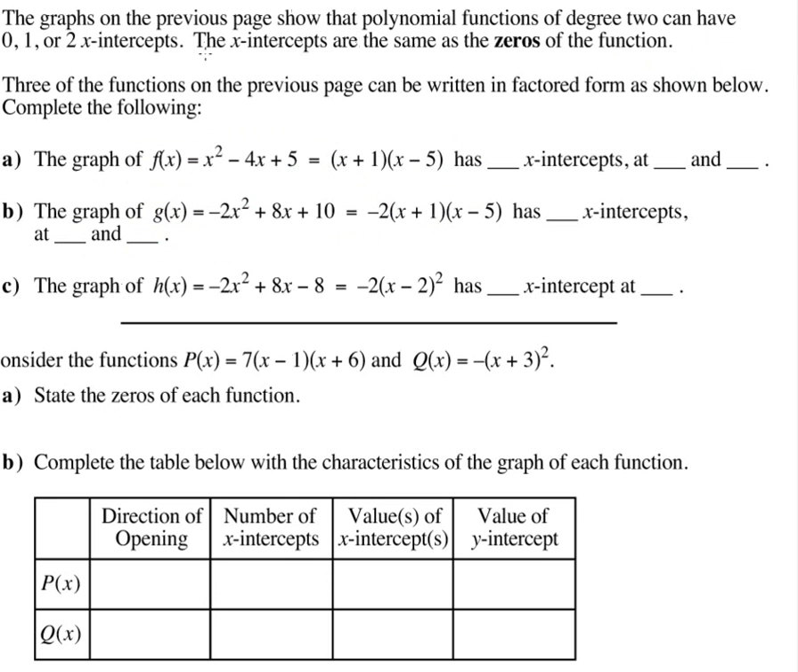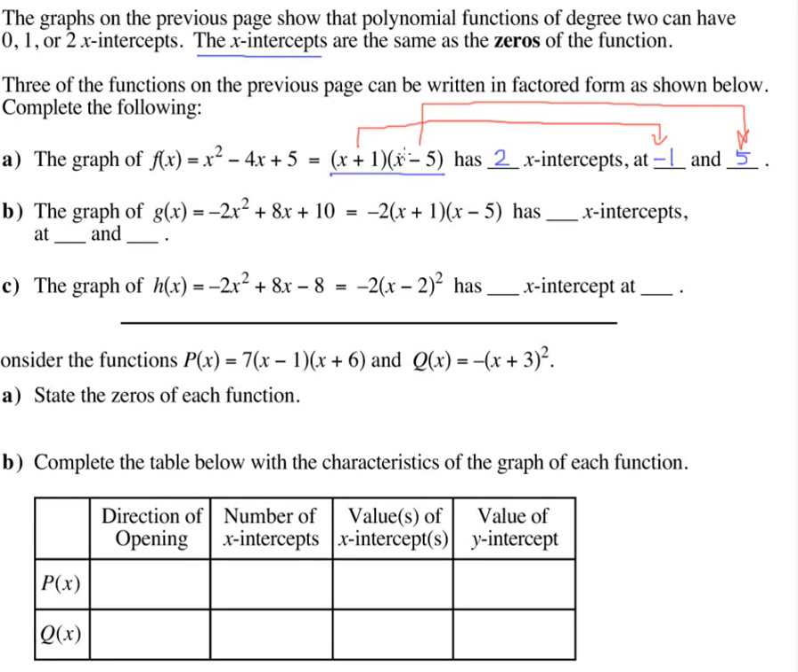Now they get into the x-intercepts. So off the previous page, f of x, the big one that opened up, they factored it and they found that it equaled (x + 1)(x - 5). And if you look at where it crosses the x-axis, it crossed it twice, at -1 and then at 5. Coincidence? Nope. These factors will always tell you where x-intercepts are going to happen.